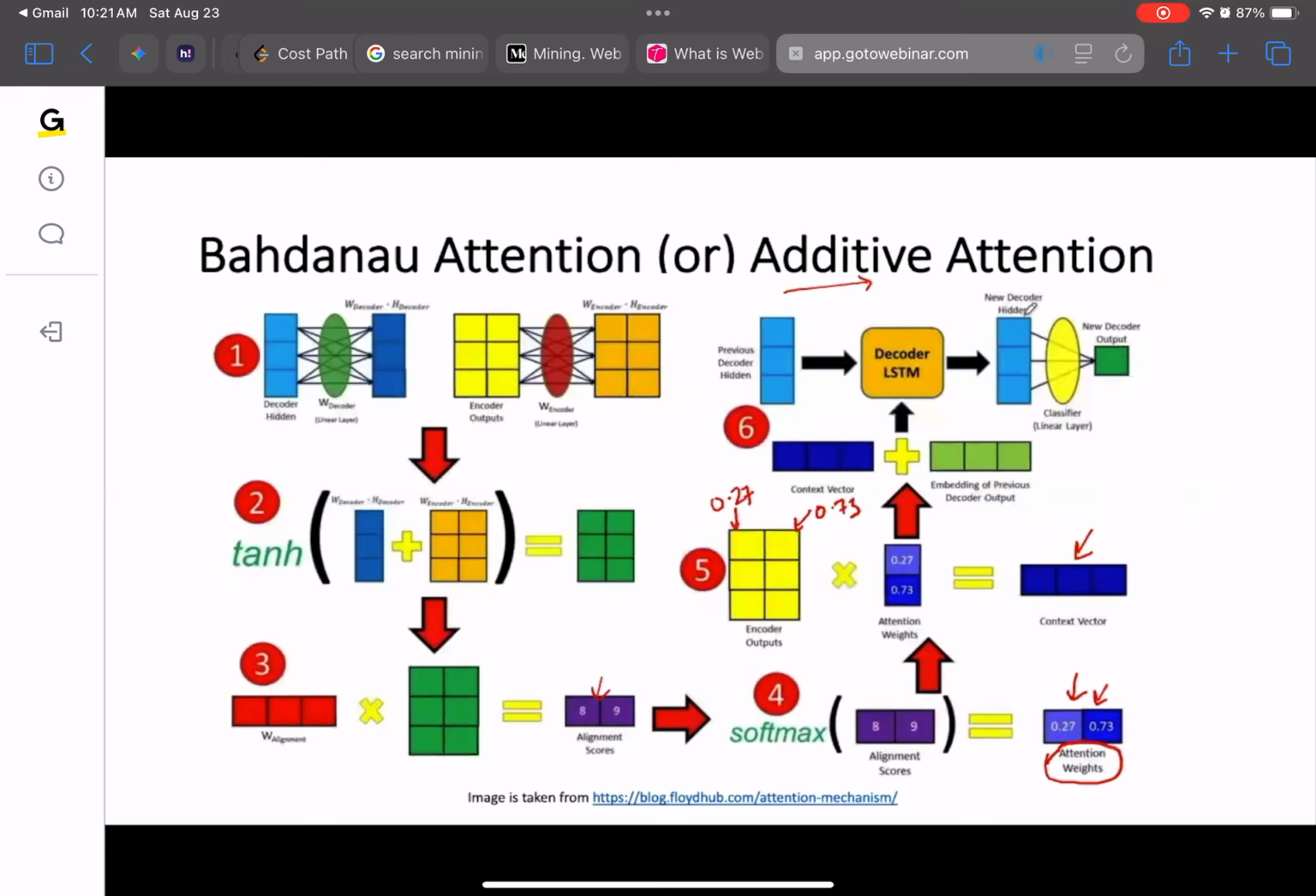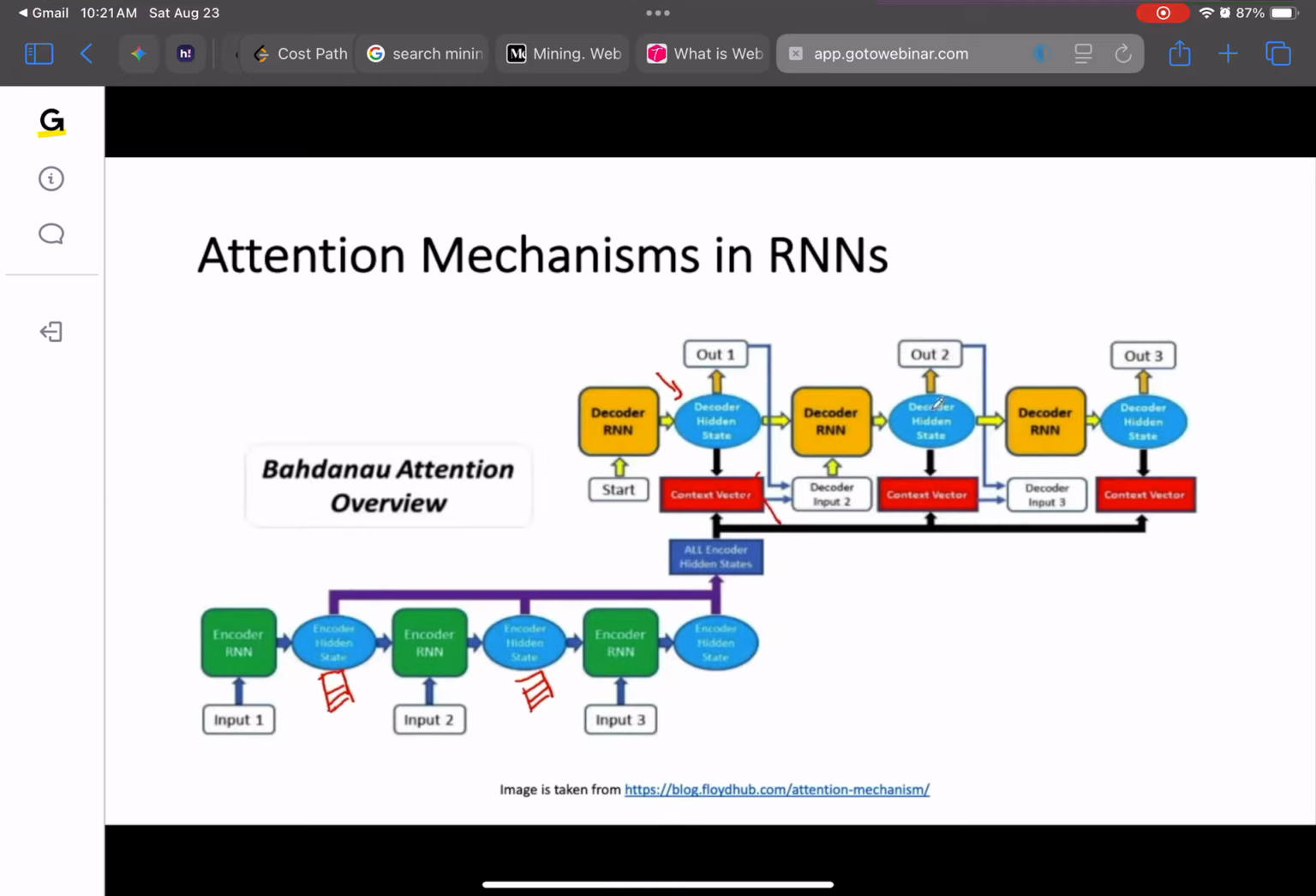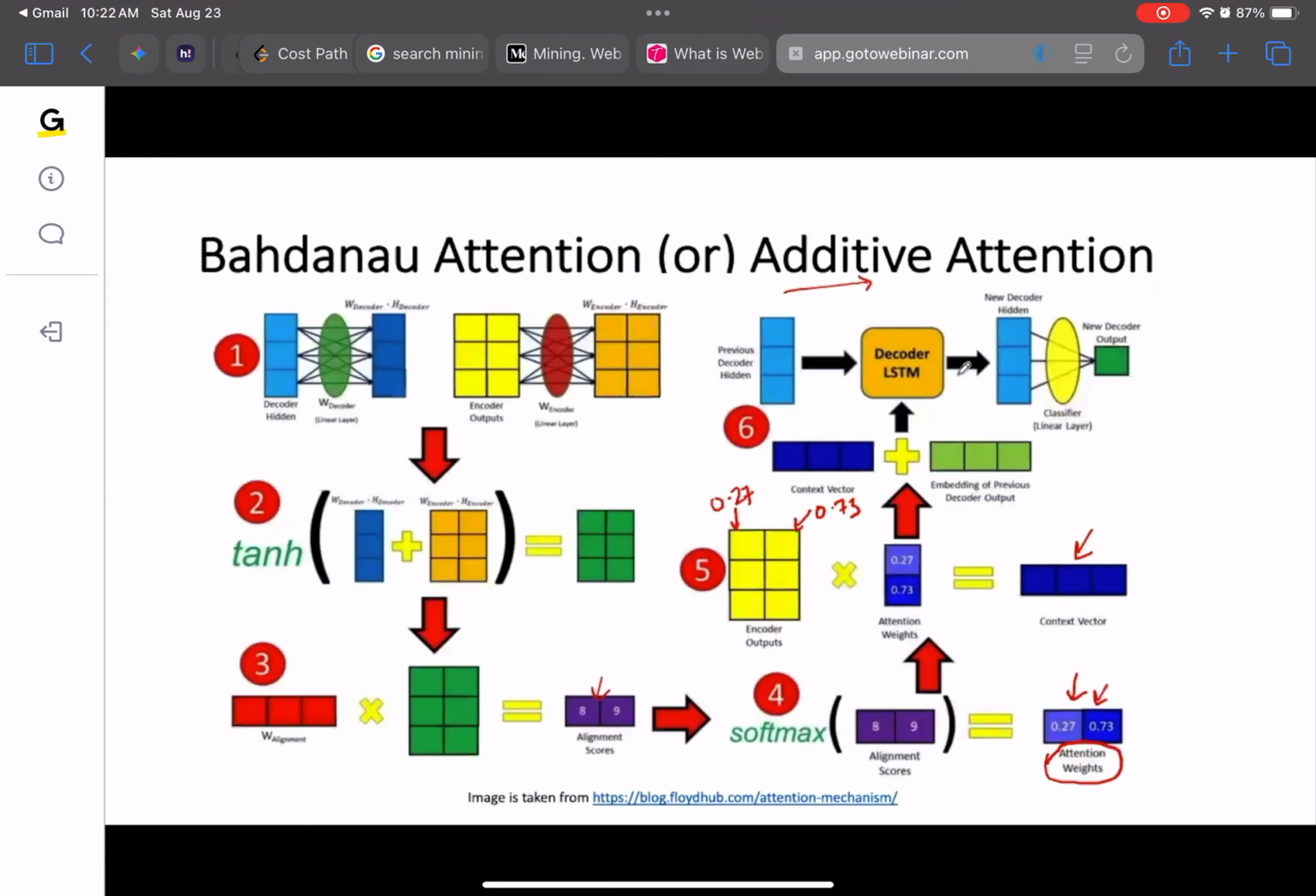Once we do that, a new decoder hidden state is generated, and from that decoder hidden state, we generate the second output word. And this goes on. So this is one attention mechanism.